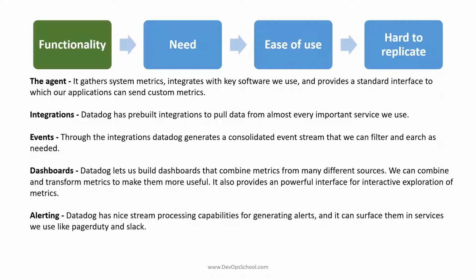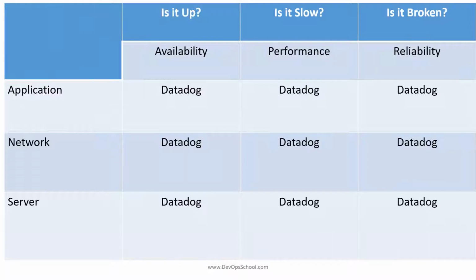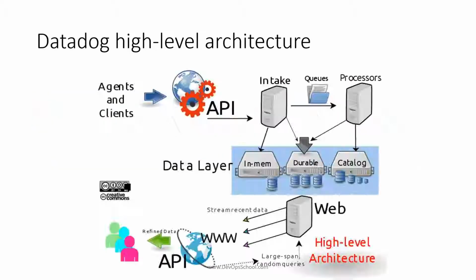So the functionality we have: a very rich agent, more than 500 integrations are available, events, intuitive dashboards, and a very nice alerting mechanism. So these are the functionality which we need, which is easy to use and very hard to replicate. Yeah, so Datadog is everywhere, as we discussed.